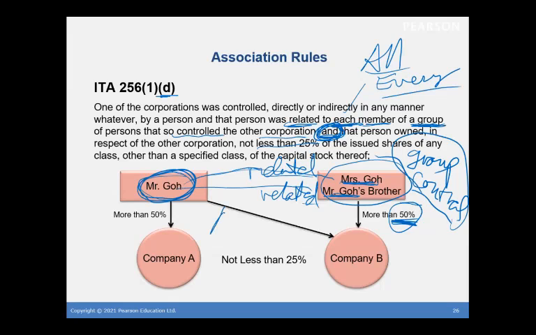And here's where the "and" is. We have this cross ownership, and the wording they use is not less than 25%. So you could also call that 25% or more. I prefer that language myself, but not less than 25% is what they use.